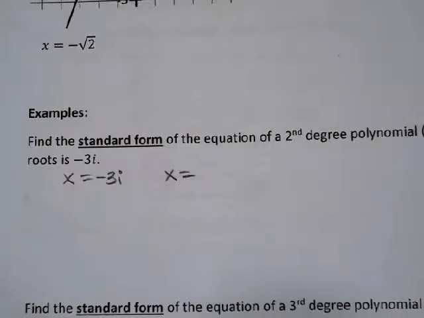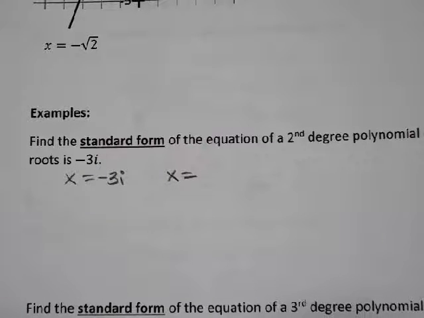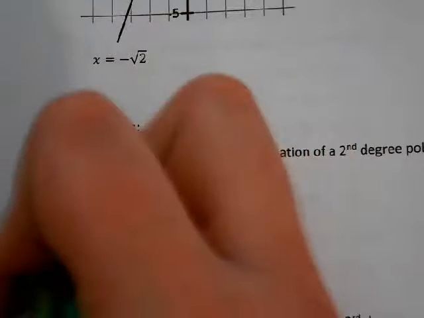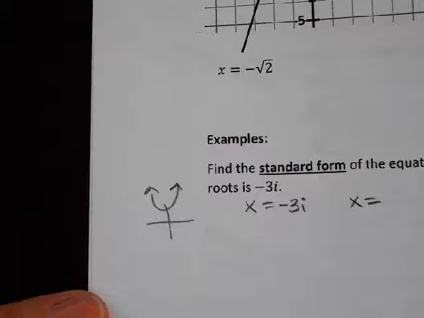Yeah, it's not going to cross the x-axis. So if you guys want to know what a picture of this would look like, it's probably going to look like this. And the x-intercepts are imaginary, which is why we didn't draw a picture. Probably looks something like that. I'll update after we finish finding the answer for the problem.